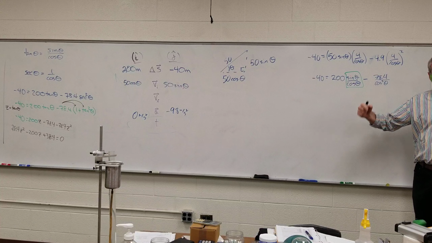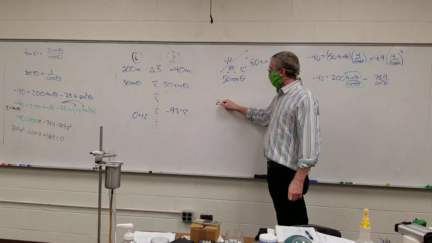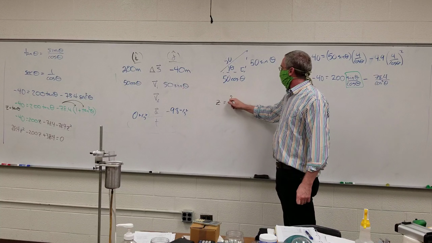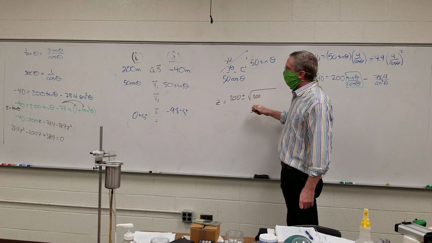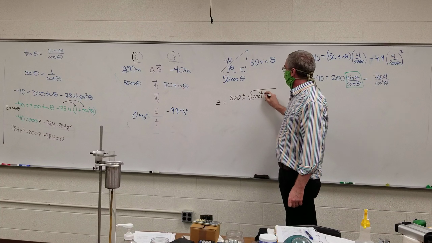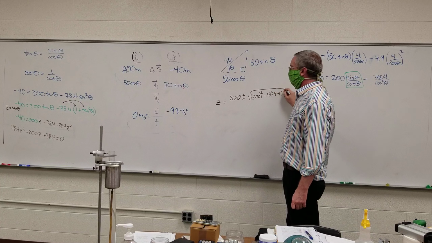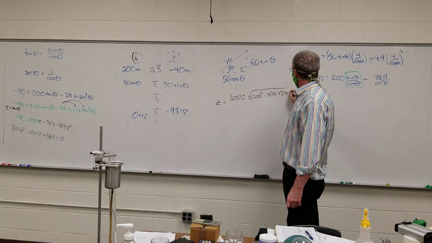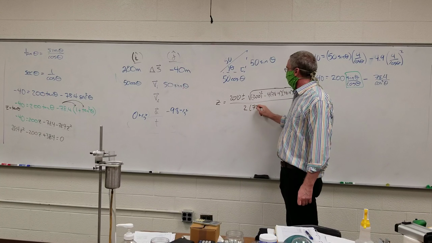Alright, now we do the quadratic formula. So z equals 200 plus or minus the square root of negative 200 squared minus 4 times 78.4 times 38.4, divided by 2 times 78.4.